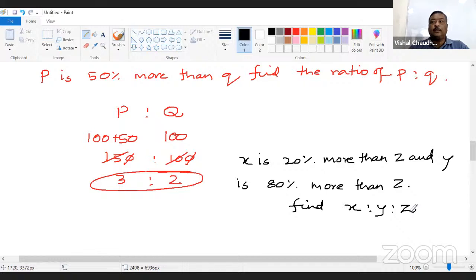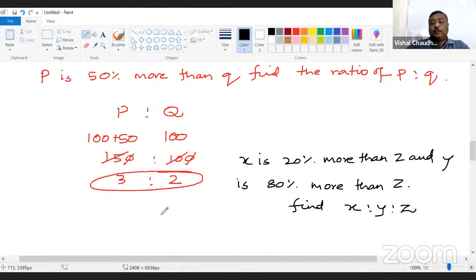Yes, please. Any answers from your side? Six is to 9 is to 5. Okay, let us see.